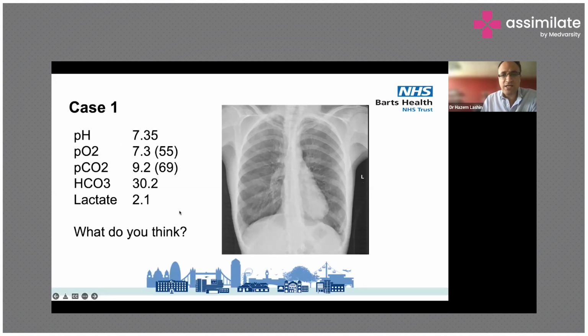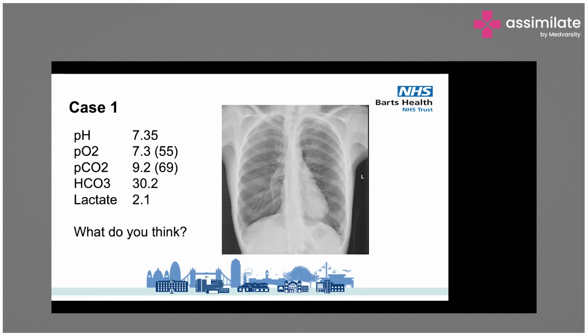This patient had a blood gas. The pH is 7.35, with a PO2 of 7.3 kilopascals, equivalent to 55 millimeters of mercury. PCO2 is 9.2, equivalent to 69 millimeters of mercury. Bicarbonate is 30.2 and lactate 2.1. And this is a chest X-ray. So what do you think? What's your diagnosis? Please write your diagnosis on the chat box.